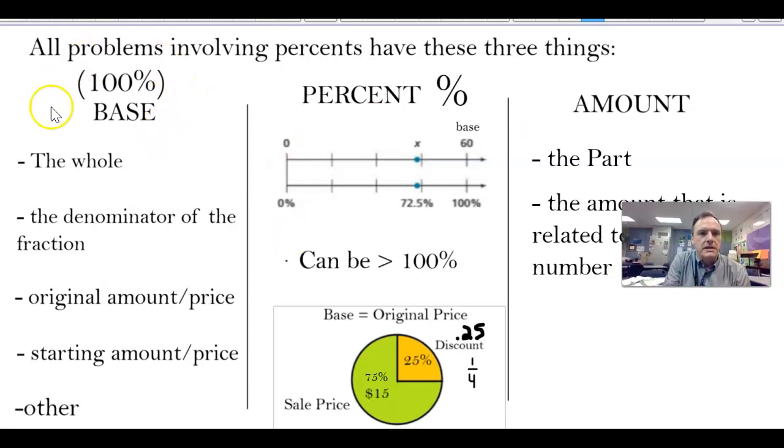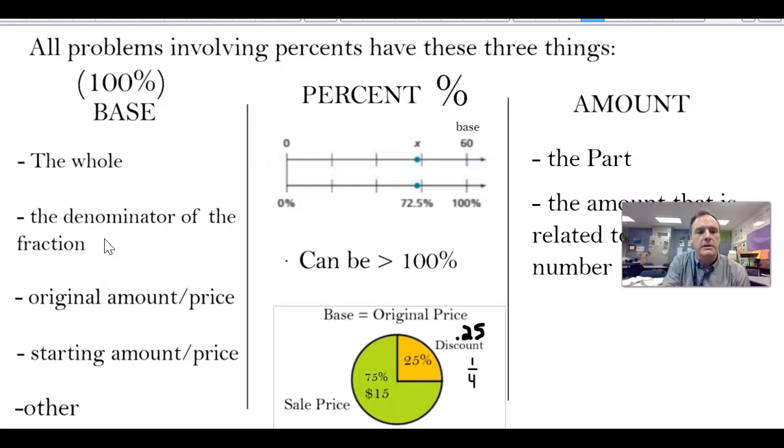The base is 100%. It is the whole, it is the total amount. So when we're reading a problem, we want to make sure, can we find the total amount? What number is it that's the whole or the total? It also goes by other names. If we're faced with a fraction, it is the denominator of the fraction. That makes sense because denominators of fractions are the whole or the total.